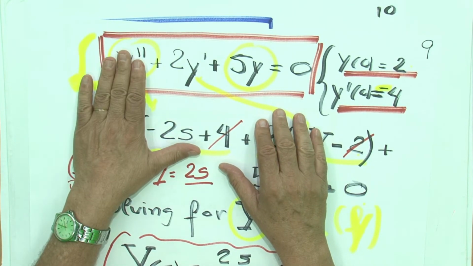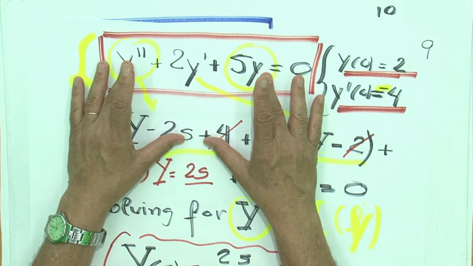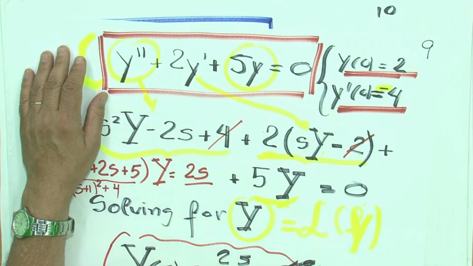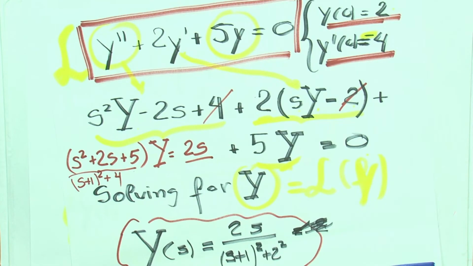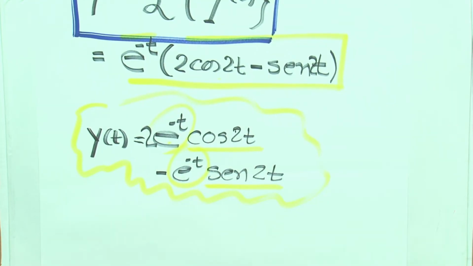When you have a second derivative and the function, that indicates that you're going to have oscillation. And when you have the first derivative present, that mostly likely indicates exponential decay. And here it is, the solution.